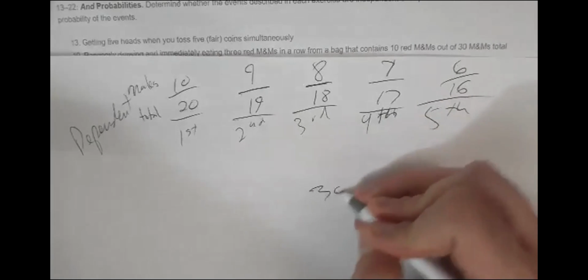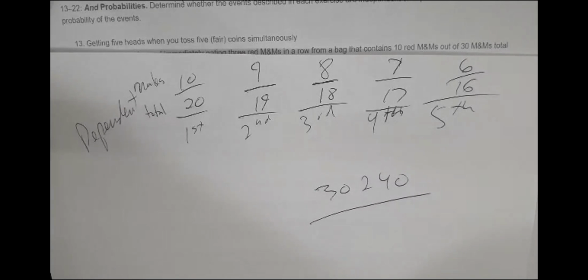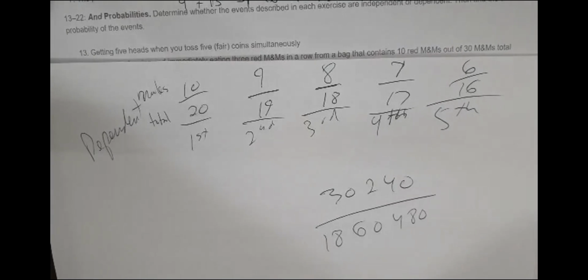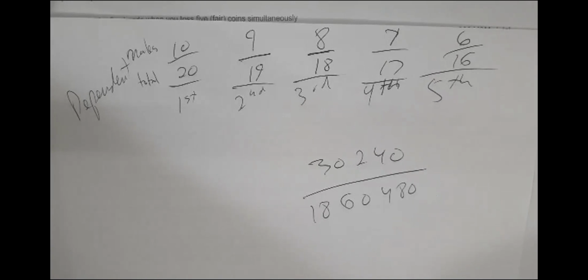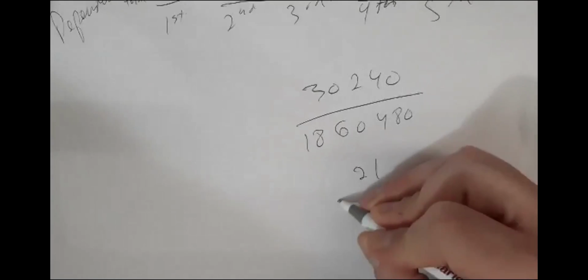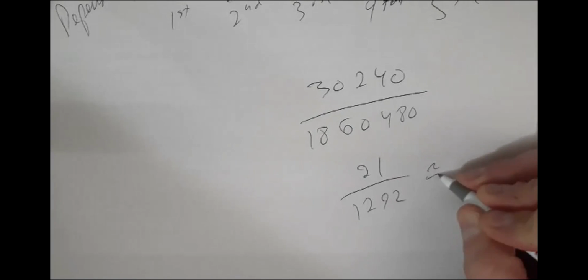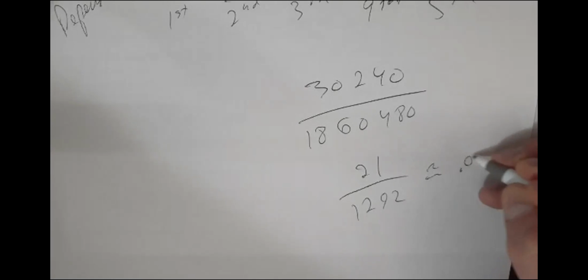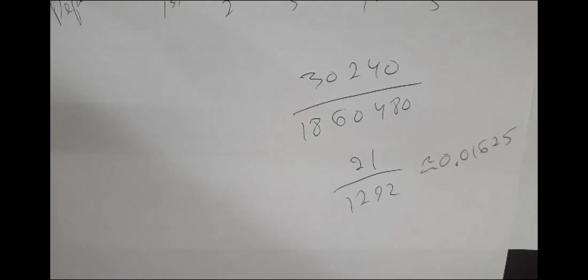So 10 times 9 times 8 times 7 times 6 gives me 30240. I'm doing that over 20 times 19 times 18 times 17 times 16. 1860480. If I divide these two numbers, 30240 divided by that crazy thing gives me, let's see the fraction, 21. I do the reduced fraction, it's 21 over 1292, which is somewhere around 0.1625. So we're talking about a little over 1.6%.